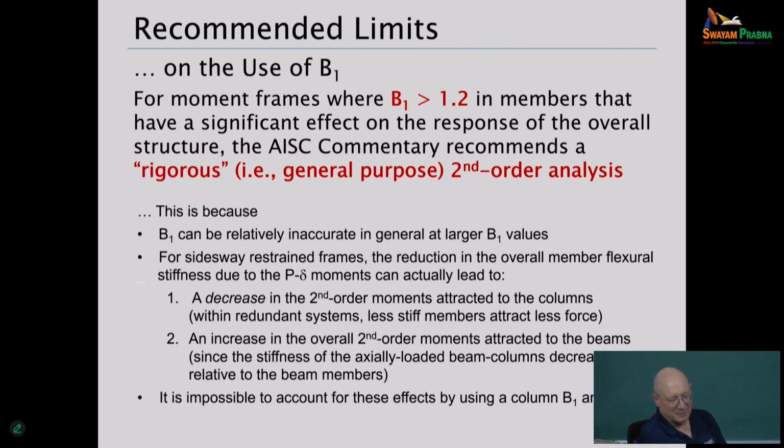B1 greater than 1.2, then that's the guidance in the AISC commentary. You better start to be careful. You could argue that we're starting to get maybe more error than we would want, even at that limit.